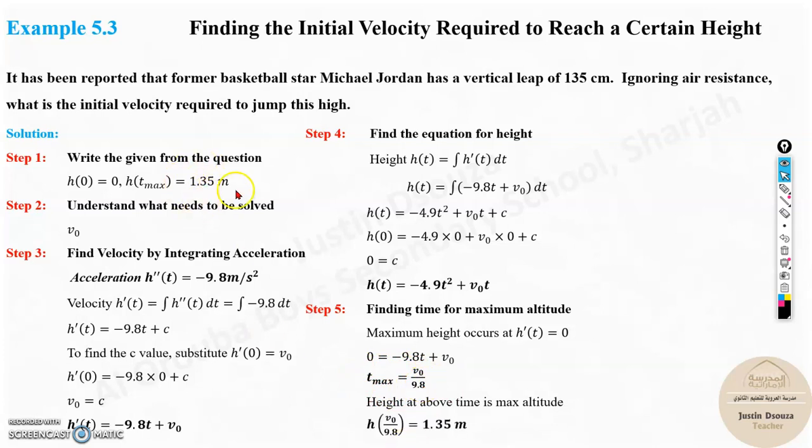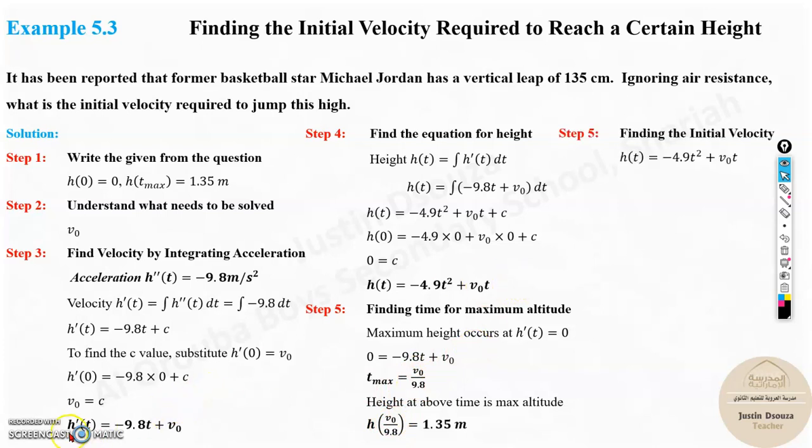Now, over here, this was the maximum altitude, isn't it? Look over here, we have this. T max is what? T max is V naught by 9.8. So instead of h of T max, we'll write h of V naught by 9.8 because this was the maximum height it jumped. So this is a maximum altitude and that will occur at this particular time, T max, that is V naught by 9.8. Instead of T, we are substituting this. And now we will solve.